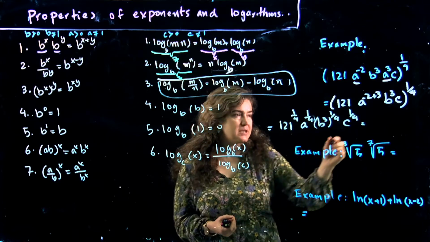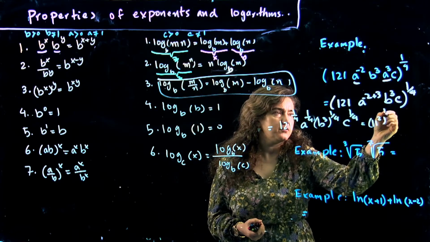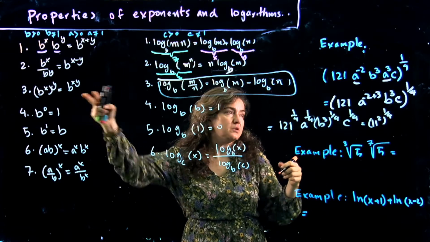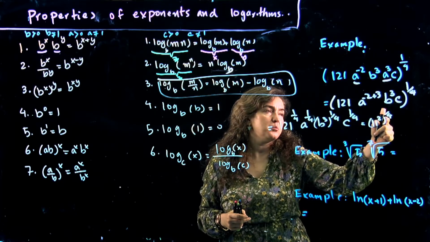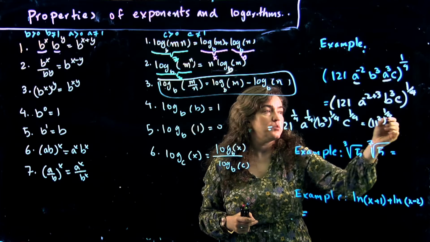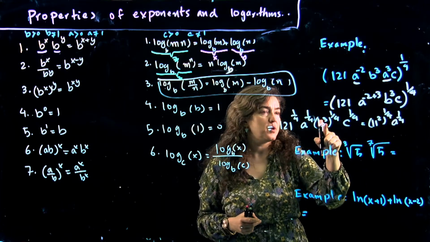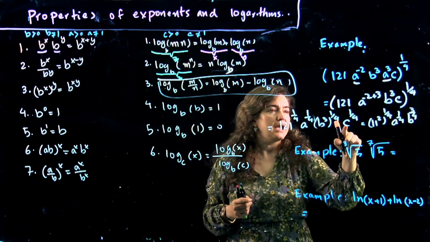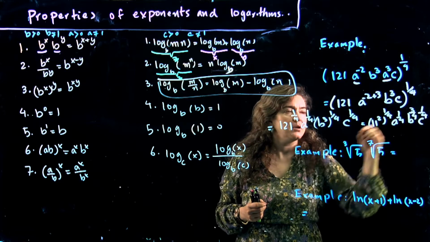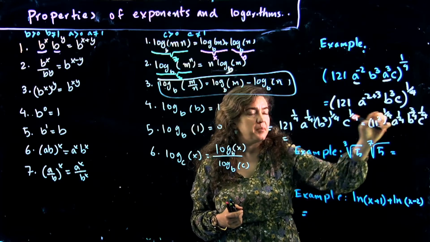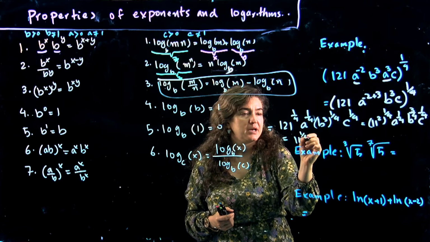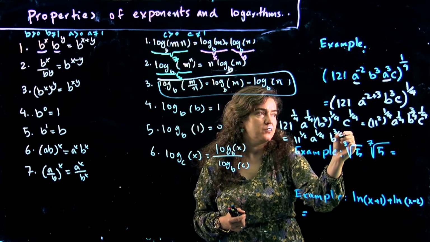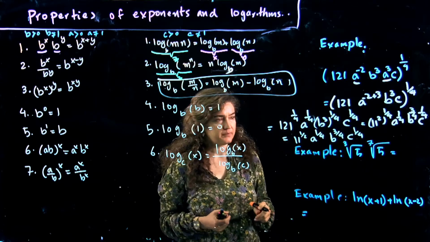121 to power 1/4 is actually 11 to power 2 to power 1/4, and I know the powers multiply by this rule, and so this is going to be 11 to power 1/2. This one, a to power 1/4. This one is b to power, I know the powers multiply. And the last one, c to power 1/4. And this one, the powers multiply to get 11 to power 1/2, or square root of 11, a to power 1/4, b to power 3/4, and c to power 1/4.